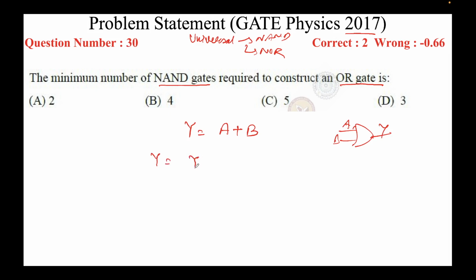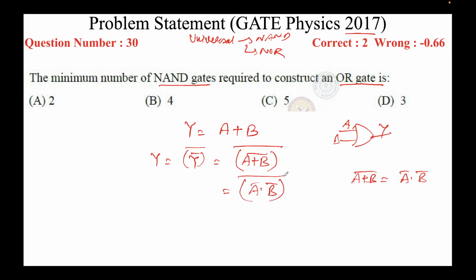I'll write Y as Y bar and then bar. If you take the negation 2 times, the logic does not change. So I'll simply replace the value of Y in the inner bracket. So it will be (A plus B) whole bar and then bar. Now I'll apply De Morgan's theorem in the bracket. According to De Morgan's law, (A plus B) whole bar is nothing but A bar dot B bar. So I'll write (A bar dot B bar) whole bar.